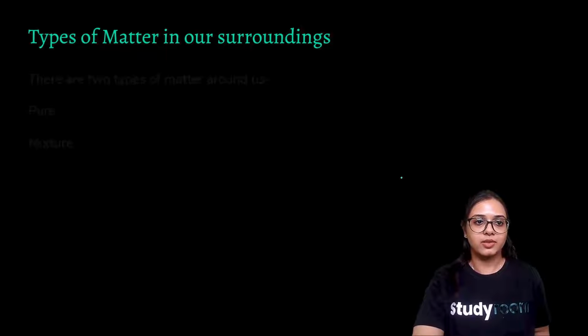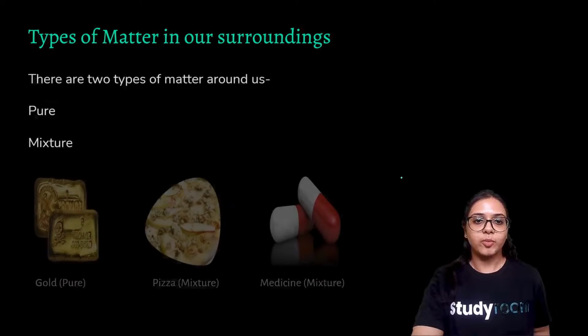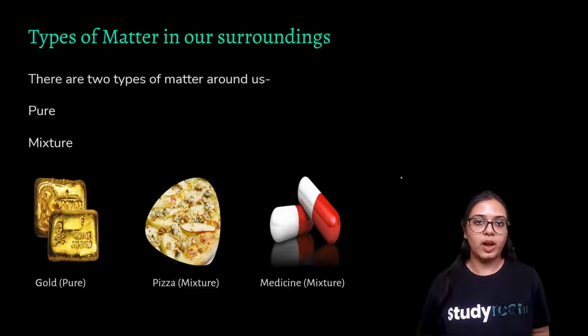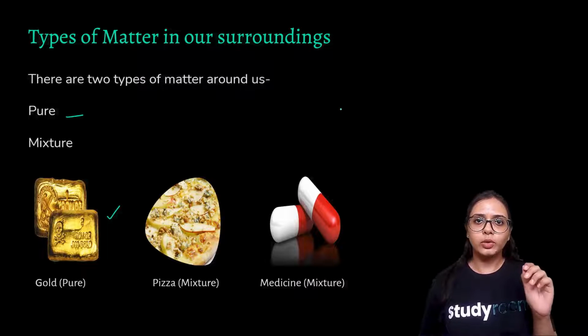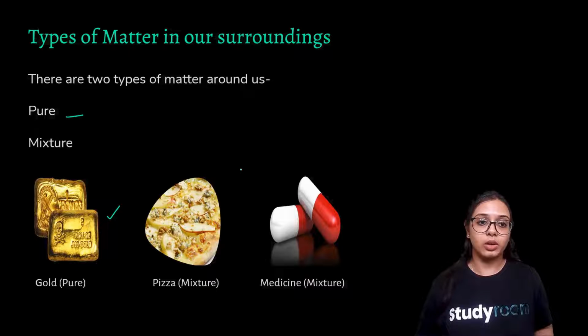Types of matter in our surroundings. There are two types of matter around us. One is pure and the other is a mixture. By pure, we mean any element, for example, here we have taken gold. In gold, you don't have atoms or molecules of any other component. In a gold compound, you don't have the molecules of the different types of toppings we have on pizza or in different medicines, right?